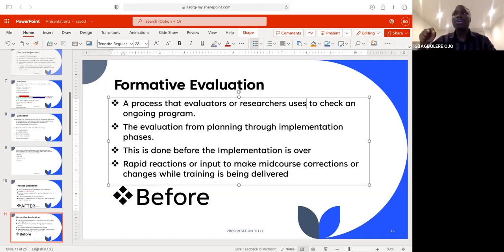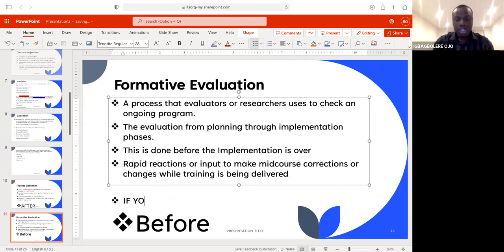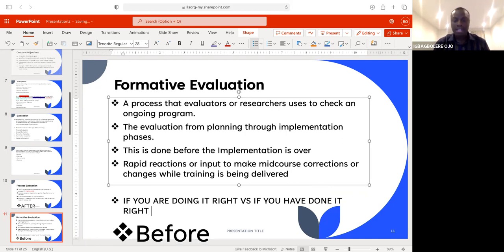A process evaluation, on the other hand, is what you do to know if you have done it right. And I'm going to indicate that here. If you are doing it right versus if you have done it right. And that is a process versus formative evaluation.